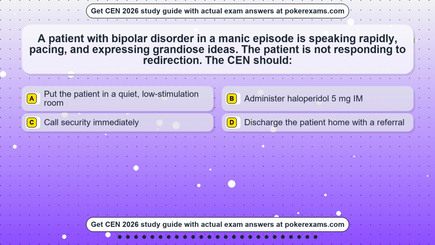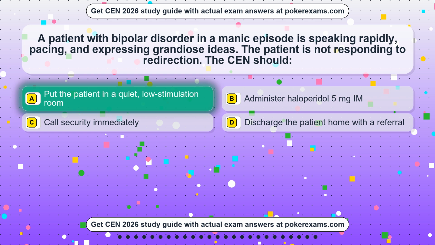Question 16. A patient with bipolar disorder in a manic episode is speaking rapidly, pacing, and expressing grandiose ideas. The patient is not responding to redirection. The CEN should: Option A, put the patient in a quiet, low-stimulation room. Option B, administer haloperidol 5 mg IM. Option C, call security immediately. Option D, discharge the patient home with a referral. The correct answer is option A.